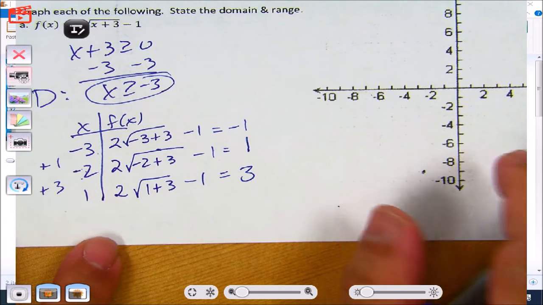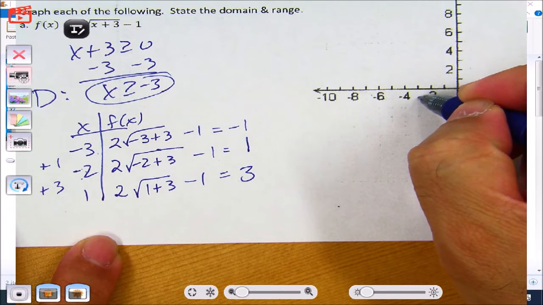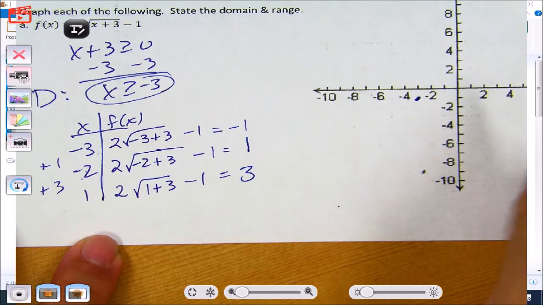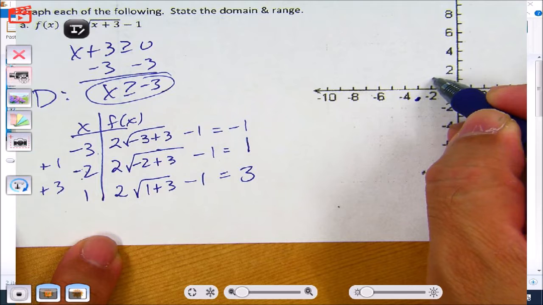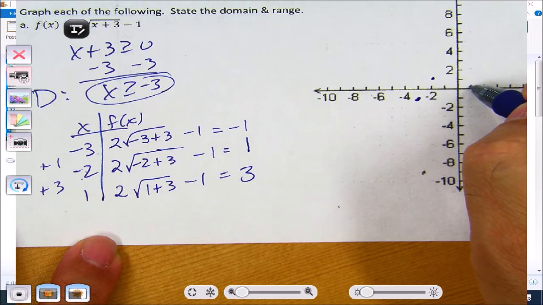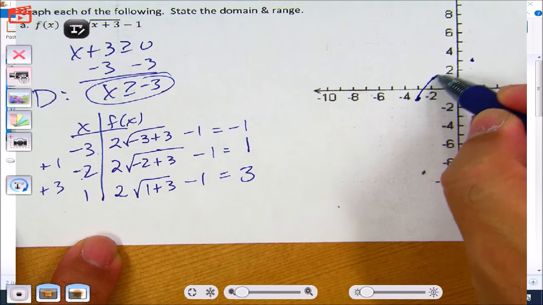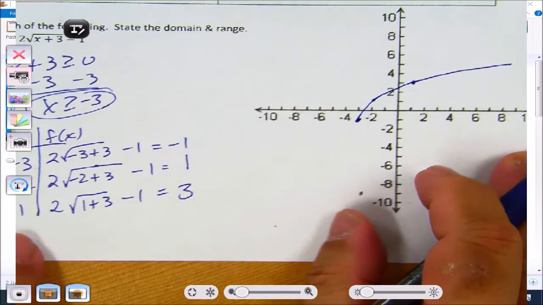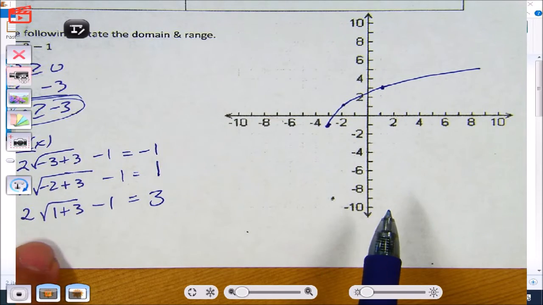All right, so negative 3, negative 1. And negative 2, positive 1. It's up here, on the other side. And then 1, 3. And you connect. Oh, that's beautiful. That's the best one I've done all day.